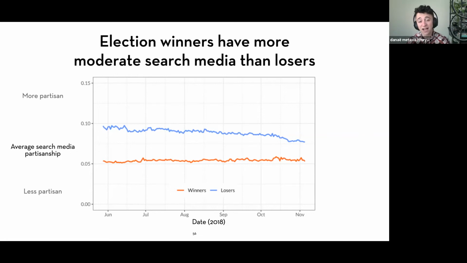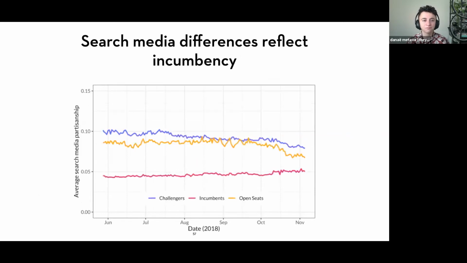It's a well-established fact that election outcome actually has a really strong correlate, and that's incumbency. So incumbent candidates win upwards of 90% of the time or even more often. So if we separate candidates out by incumbency instead, we actually find that this is the main driver of that trend. Search media differences reflect incumbency. Incumbent candidates have much more moderate search media than do challengers or those running for open seats.